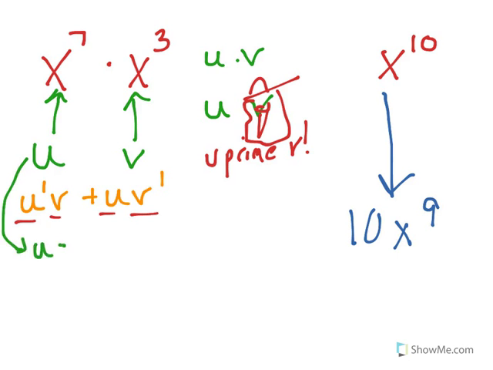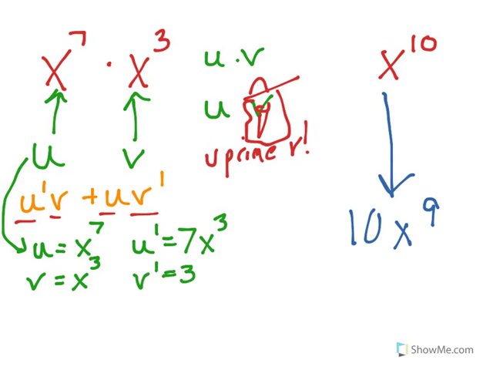So if u is equal to x to the 7th, and this is the best way to write them down because it makes the problems pretty much work out straightforward, that means u prime is the derivative of that. u prime is equal to 7x to the 6th. If v is equal to x to the 3rd, then v prime is equal to 3x squared. And how are we going to combine them? We're going to combine u prime and v, and then u and v prime.